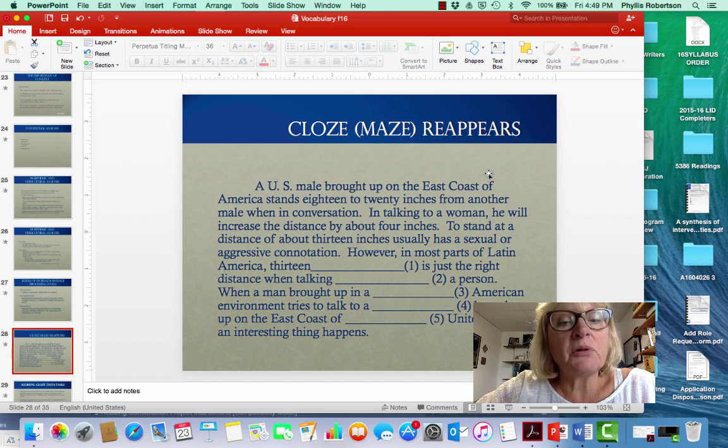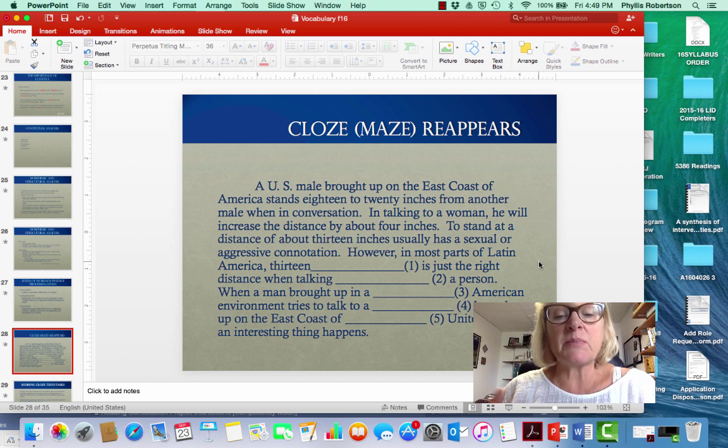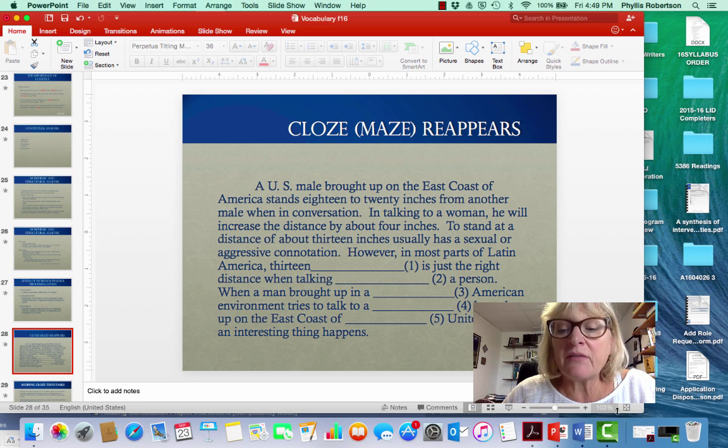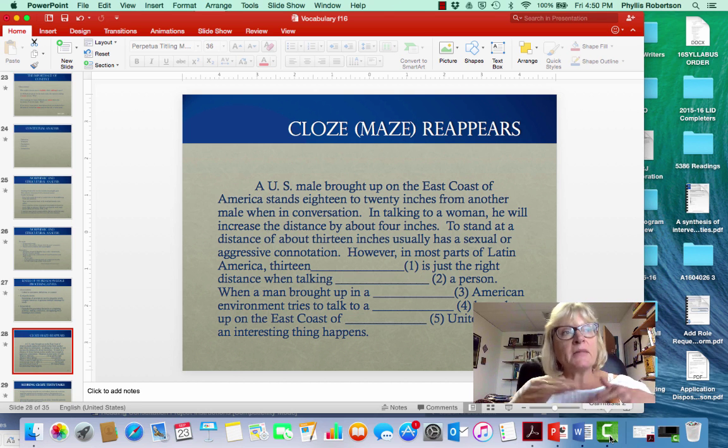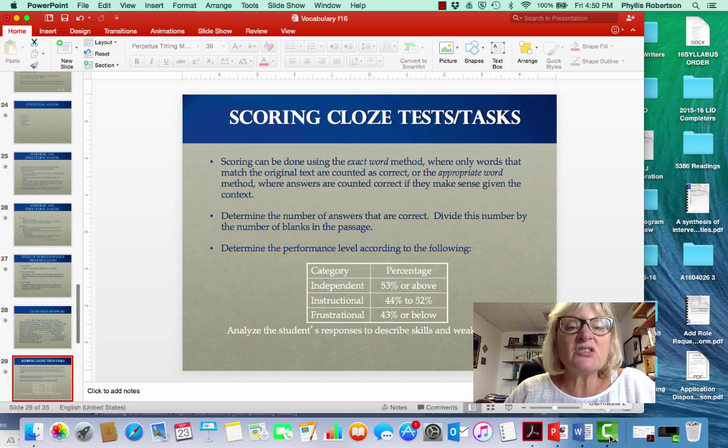So here's an example. A U.S. male brought up on the east coast of the United States, on the east coast of America, stands 18 to 20 inches from another male when in conversation. In talking to a woman, he will increase the distance by about 4 inches. To stand at a distance of about 13 inches usually has a sexual or aggressive connotation. However, in most parts of Latin America, 13 inches is just the right distance when talking to a person. So I'm coming up with the words on my own that would go into those blanks. You can finish that yourself.